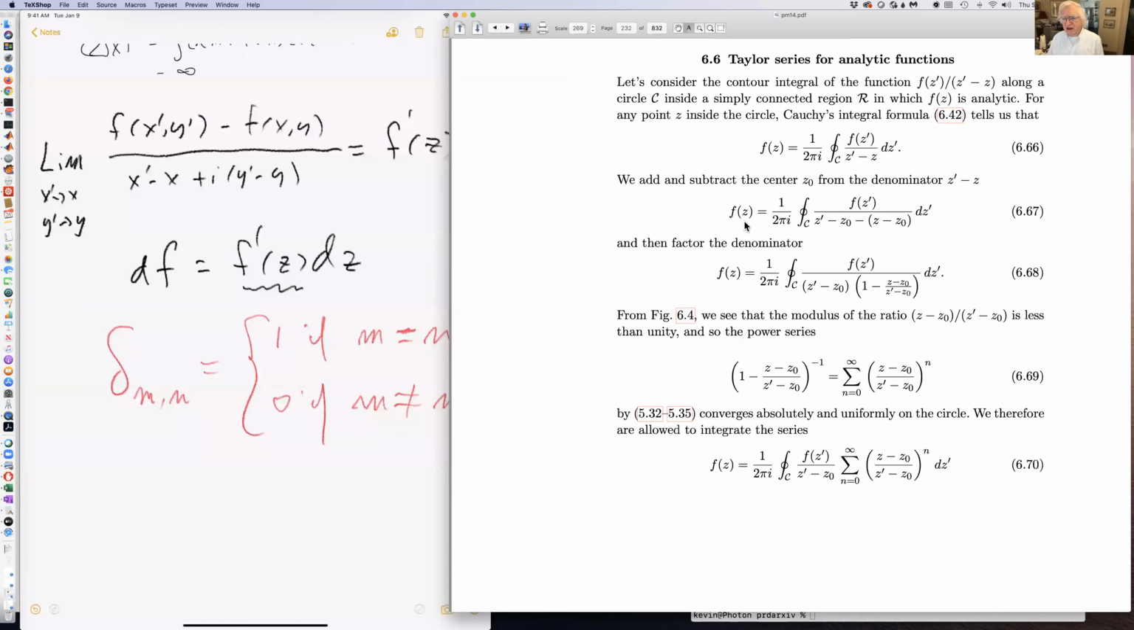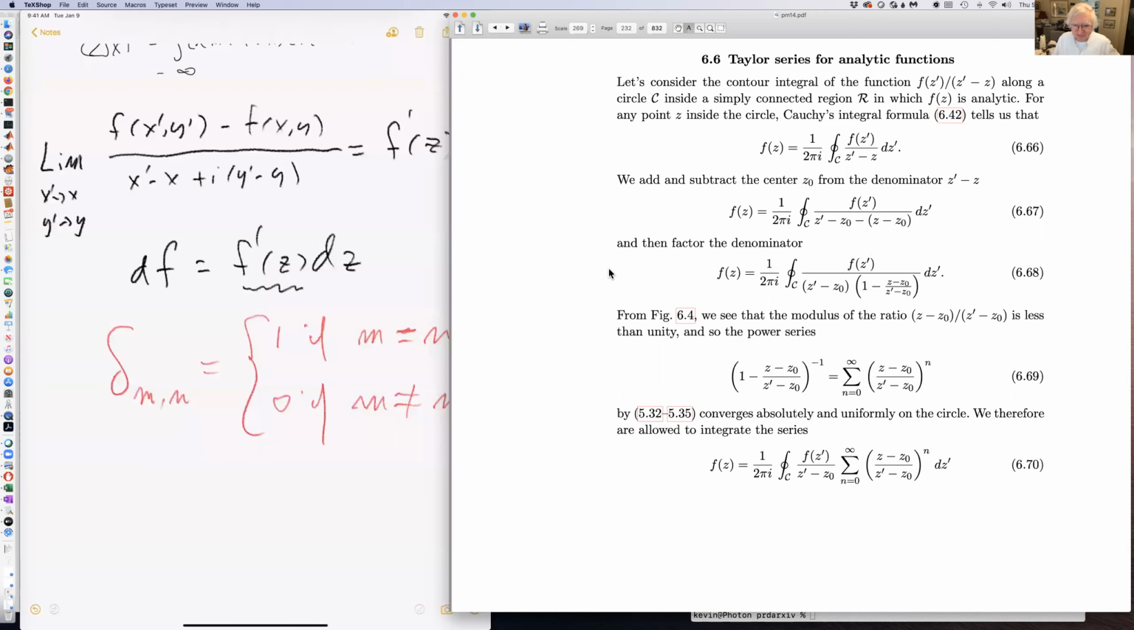And what we do now is we just massage the denominator here, subtract z0, add z0, and write it this way, and then we factor it. We pull out a factor of z prime minus z0, and we can factor it like that. So this one cancels the denominator.